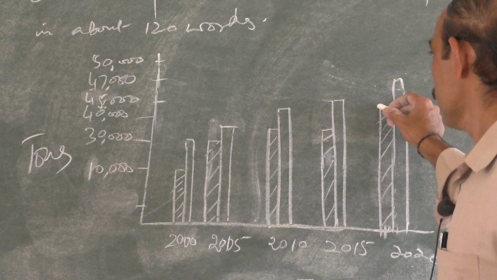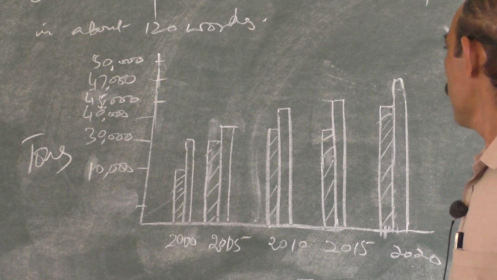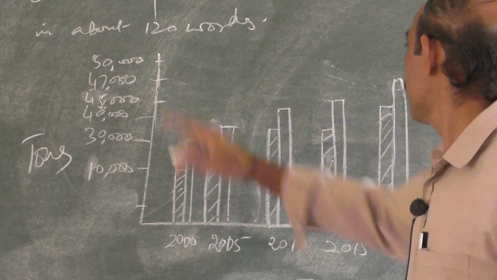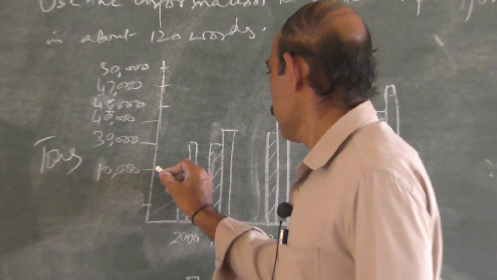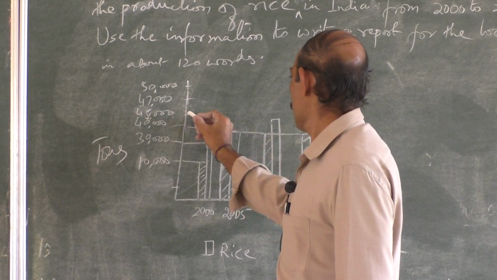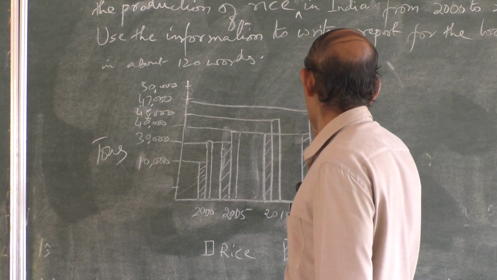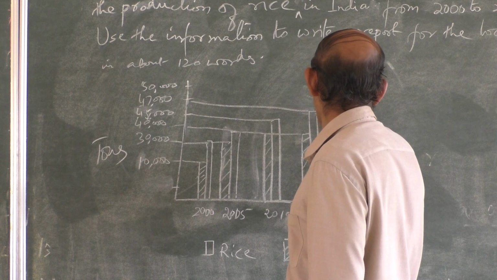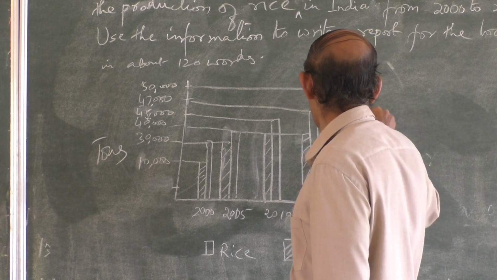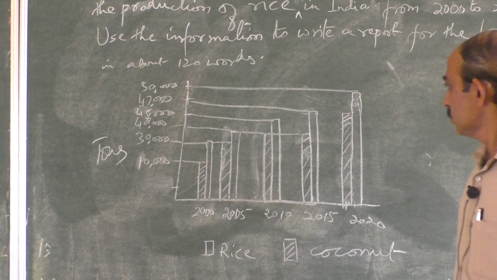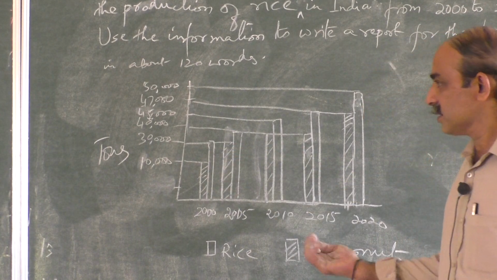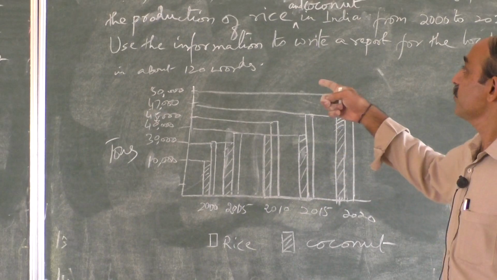Then in 2020 the production of coconut is 45,000 and the production of rice 50,000. So make a comparison. Now let me make the lines here so that you will understand. So this is how it is possible for you to understand the description, and in the same manner you have to write the thesis statement that is required.